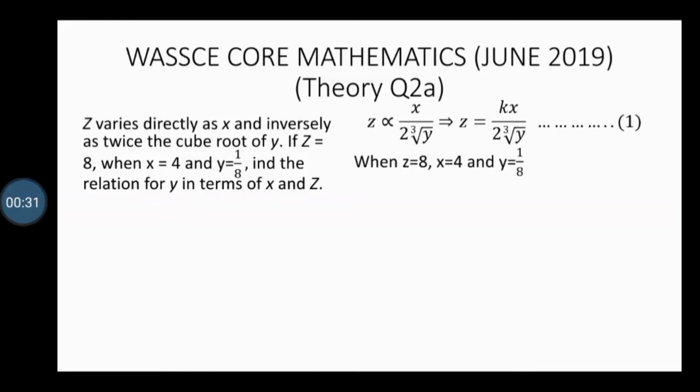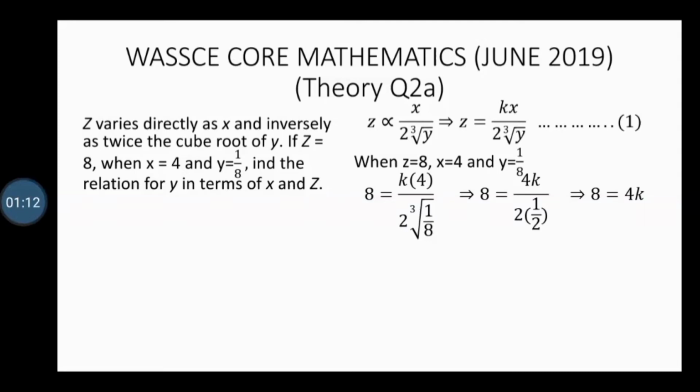From the question, when z is equal to 8, x is equal to 4, and y is equal to 1 over 8. So wherever we see z, x, and y, we put 8, 4, and 1 over 8 respectively into equation 1, which will now give us 8 is equal to k multiplying 4 over 2 multiplying cube root of 1 over 8. We all know cube root of 1 over 8 will give us 1 over 2. Multiplying 2 will cancel out, which will now give us 8 is equal to 4k.